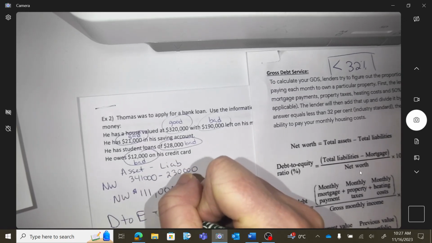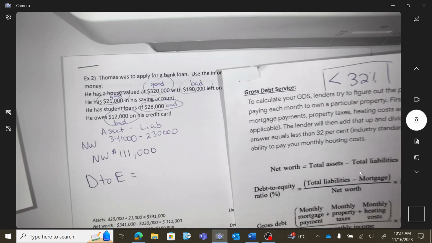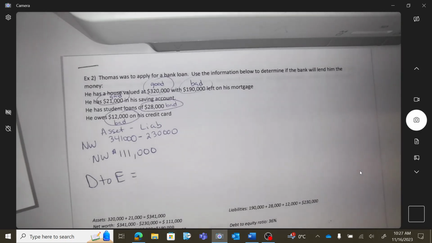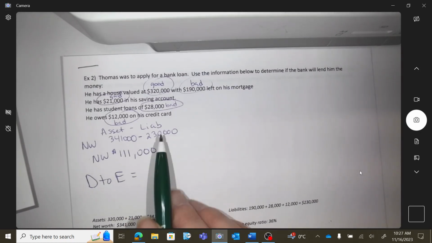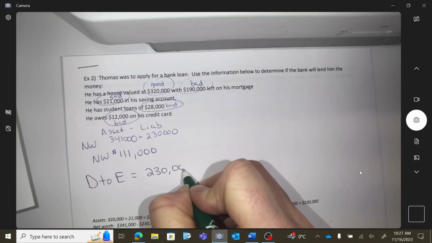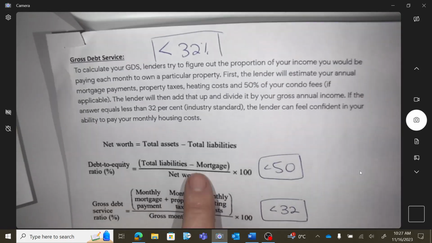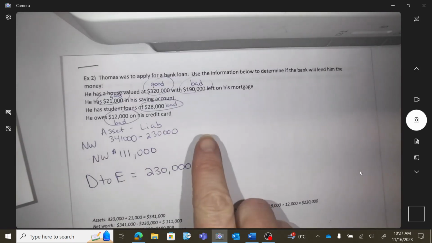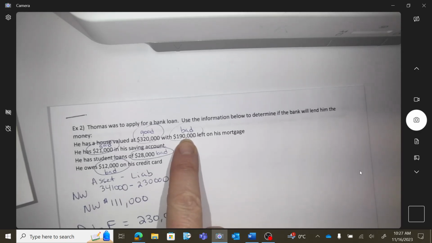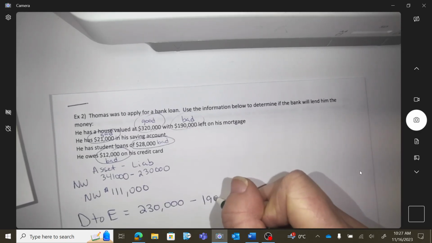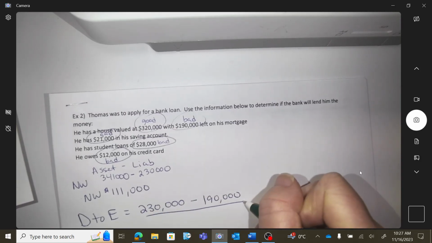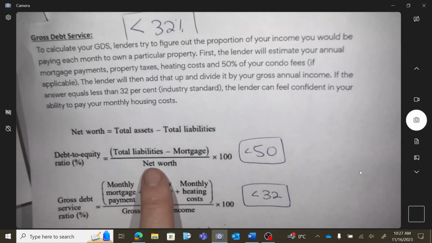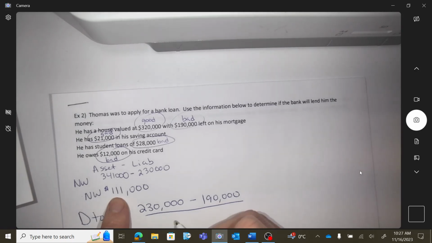Debt to equity equals total liabilities. So which number was our liabilities? So right here. So we marked that down. Minus your mortgage. So what was the mortgage left? So that's the mortgage that was left. Divide by your net worth. So we figured that out.